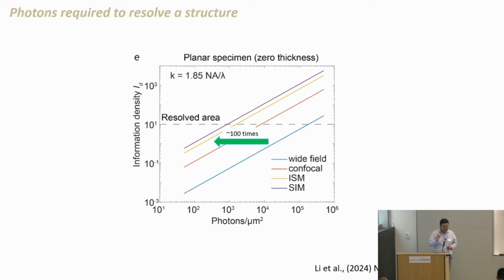Here is the structure at 1.85 NA divided by lambda, which is actually resolvable. It's resolvable in wide field all the way through structured illumination. If you want to use wide field to resolve this structure, you need 100,000 photons per square micron, which is very difficult to achieve. However, if you want to resolve the structure in SIM, you will require only 1,000 per square micron, which almost all samples can do. So this is much better efficiency. Even if your structure is resolvable in wide field, using super resolution boosts that efficiency and gives you more resolving power.